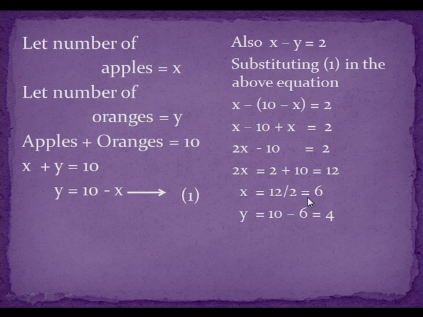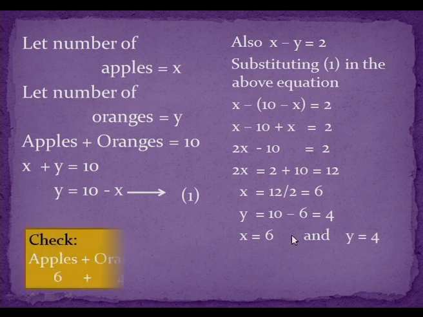Now, I am going to substitute this x value in equation 1 to find my y value. So, I got my x value as 6 here. I am substituting 6 instead of x in equation 1. So, y is equal to 10 minus x. Now, x is 6. So, I substitute 6 here. 10 minus 6 gives me 4. Therefore, x is equal to 6 and y is equal to 4.